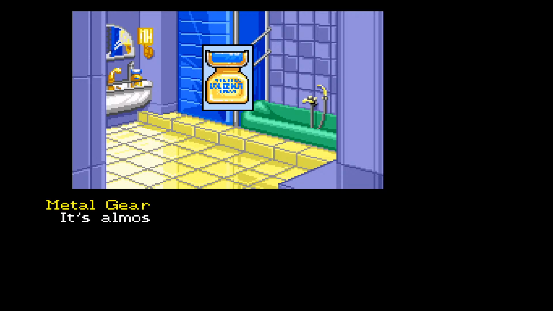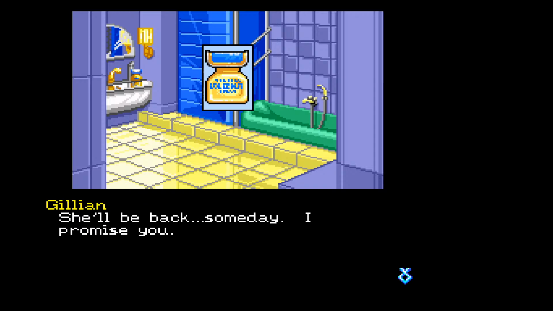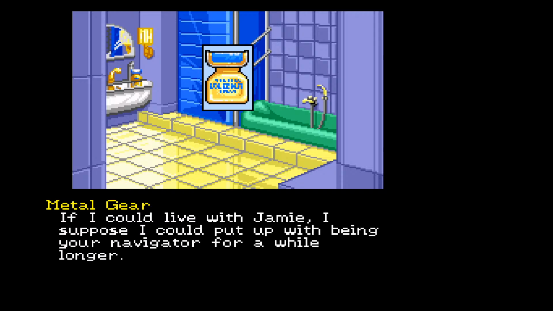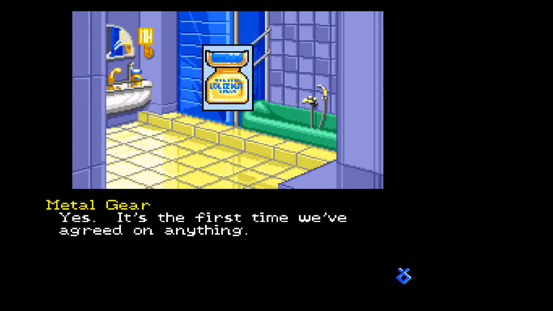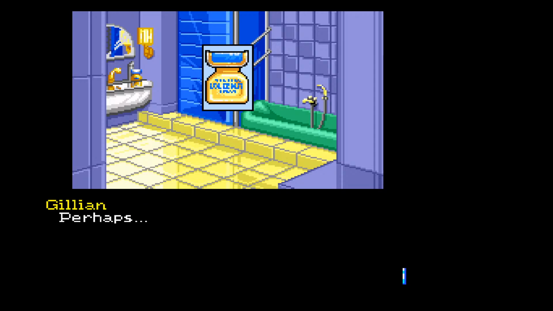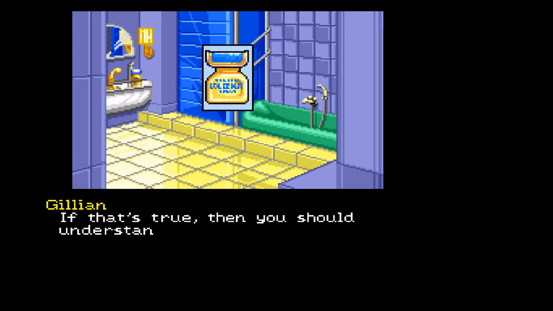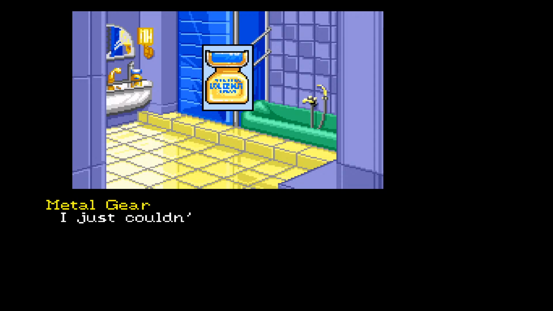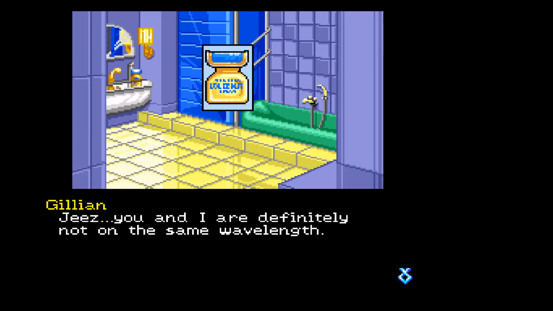It's Jamie's favorite perfume. It's almost as if her scent still lingers in the air. She'll be back someday, I promise you. If I could live with Jamie, I suppose I could put up with being your navigator for a while longer. Metal, you've got some good taste in women. Yes, it's the first time we've agreed on anything. Perhaps. Of course, my taste in women was programmed from your personal data. If that's true, then you should understand what I'm going through right now. What's wrong, Metal? I just couldn't help but be overcome by how miserable your life is. Jeez, you and I are definitely not on the same wavelength.